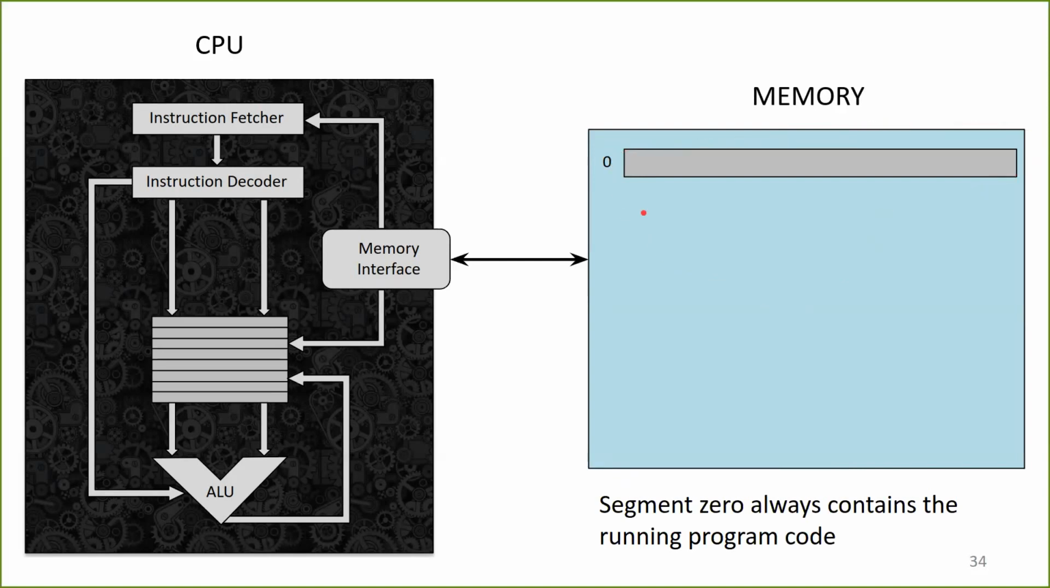Every segment that we have access to, I'll draw with this gray box. And every segment gets a unique identifier so that we can ask for memory from that segment. Segment 0 is special. That's where the currently running program, where the instructions to execute are always stored. So segment 0 always contains the running program code.